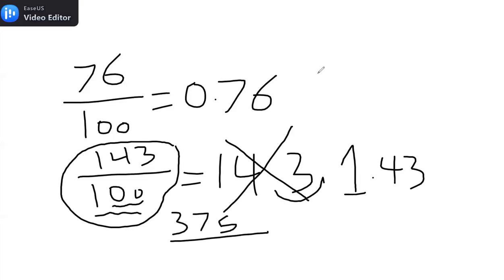Another one. 375 over 1,000. How can we write it in the decimal form? 0.375. 0.375. Another one. 6 over 100. How can we write it in the decimal form? 0.06. Excellent.